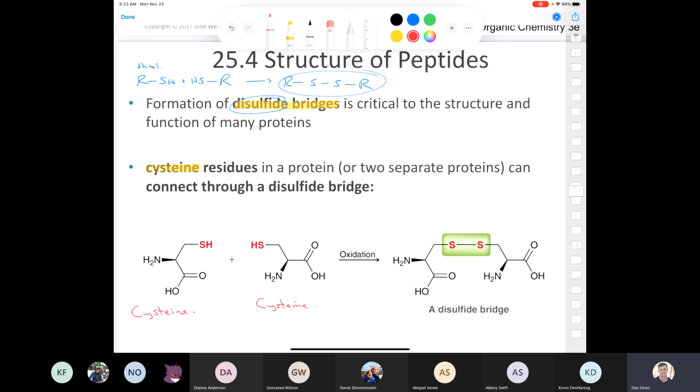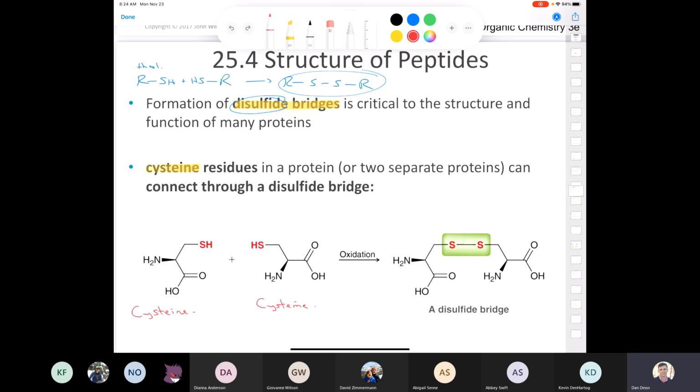What if we had two of these cysteines in the structure of a peptide? If we had them in different places in a peptide, they could undergo an oxidation reaction to form a disulfide bridge. Now that's a covalent bond, isn't it? That's a really strong bond, okay? And that's going to provide some interesting biological significance to peptides and proteins.